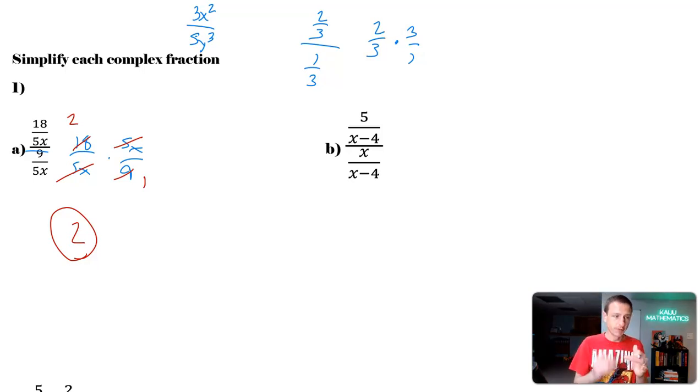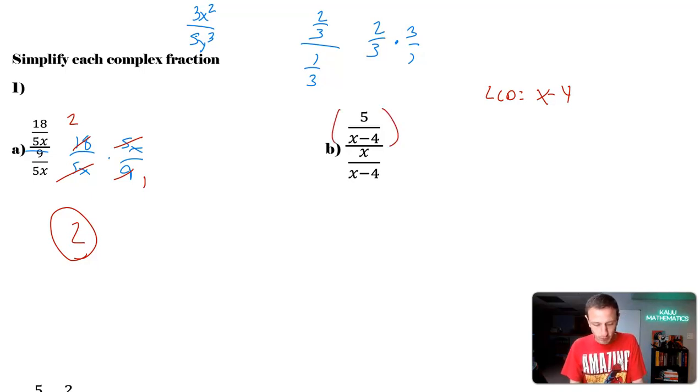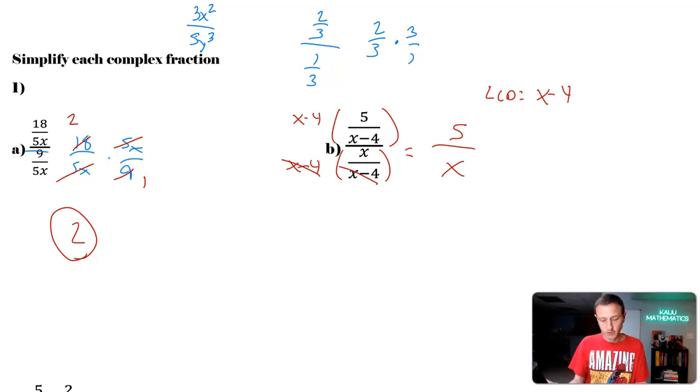Now, another way to do it, which I'll talk about on letter B, is rather than taking it as division of a fraction, you can multiply by the LCD both top and bottom, but you have to look at the whole problem as a whole, look at all the denominators, and find that LCD. In this one, the LCD is just going to be x minus 4, so I'd multiply the top by x minus 4, and I'd multiply the bottom by x minus 4. On the top, x minus 4 times 5 over x minus 4 cancel, leaves me with 5. On the bottom, x minus 4 times x over x minus 4 cancel, leaves me with x. So I would just have 5 over x. And that's it. 5 over x.